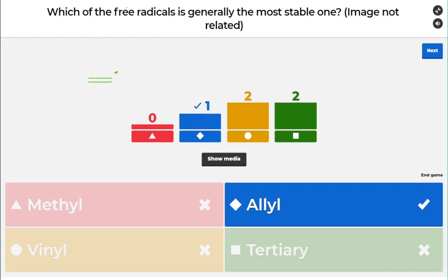Questions? Yeah, what is an allyl? Like, I don't know what allylic looks like. Maybe I should have put allylic, but same thing. Allylic is when you have this position that's conjugated with the pi bond.